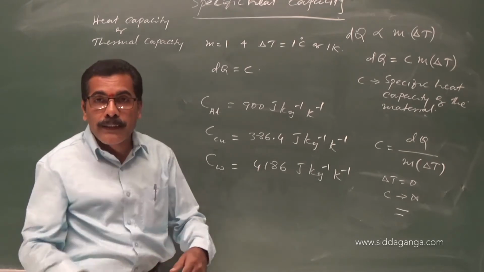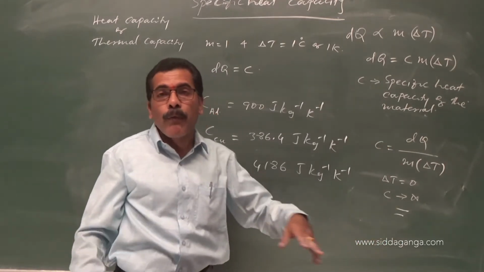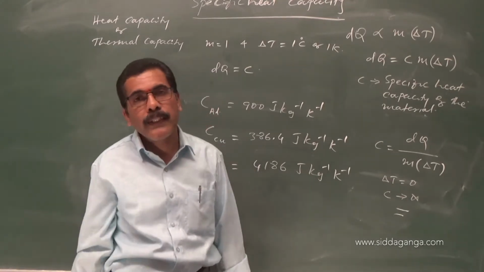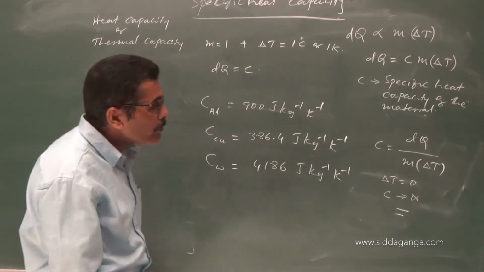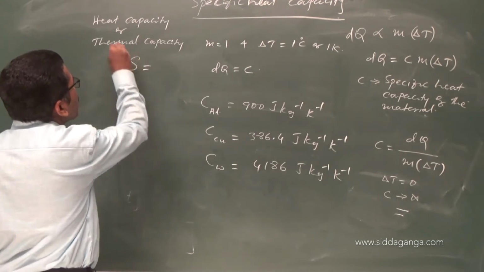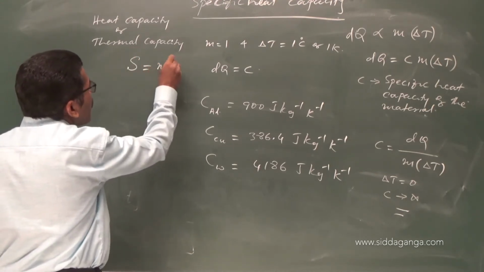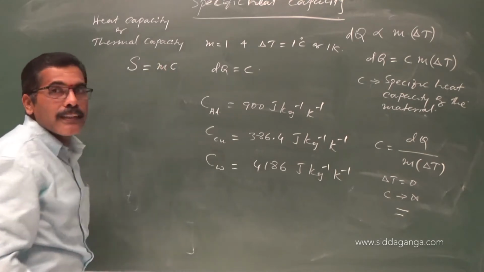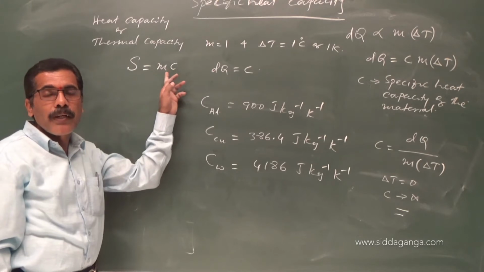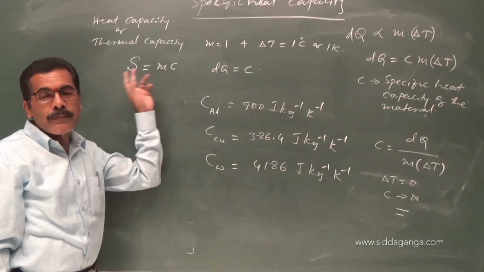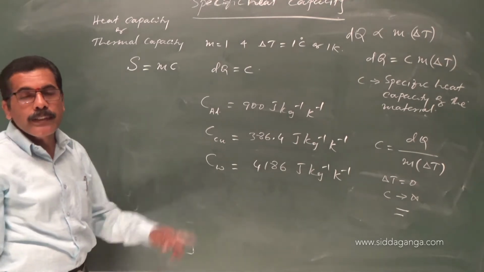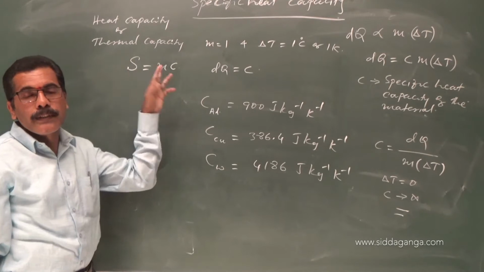If you take unit mass, it is called specific heat capacity. If you take the whole mass, it is called thermal capacity. That's how they are related to each other. Therefore, if S is the thermal capacity, it is equal to M times C, where C is the specific heat capacity. For unit mass, specific heat capacity; for the whole mass, thermal capacity.